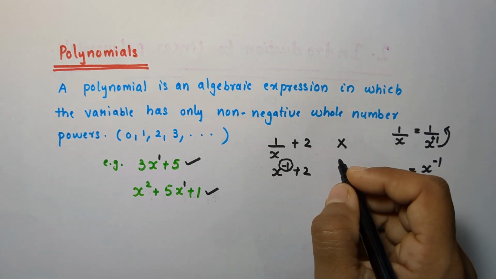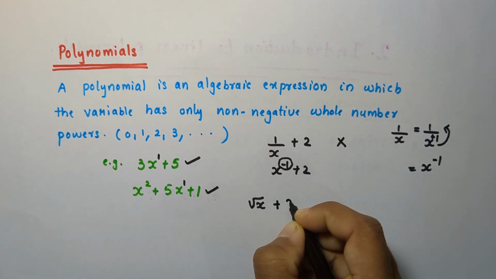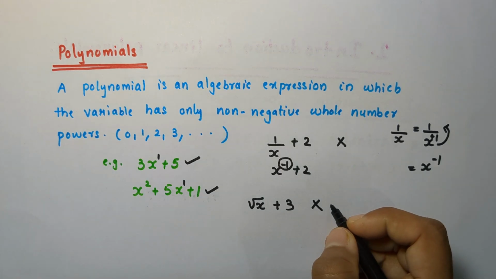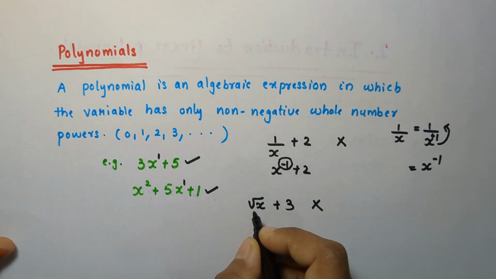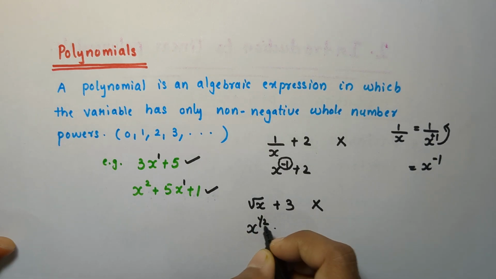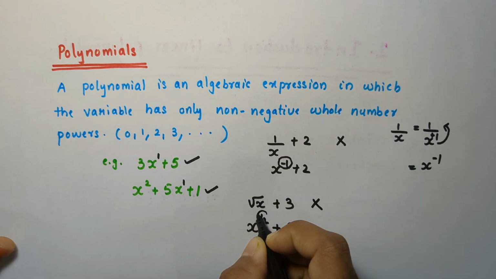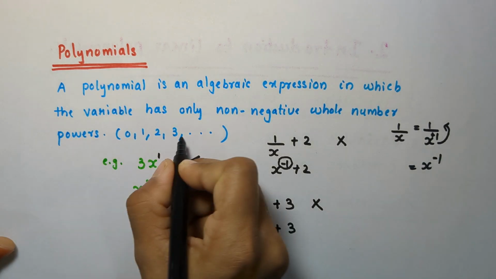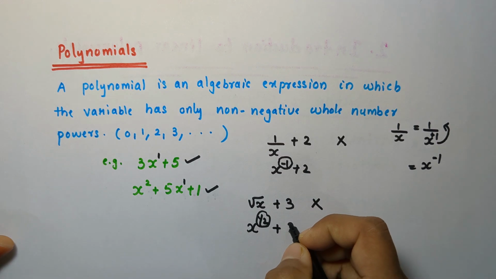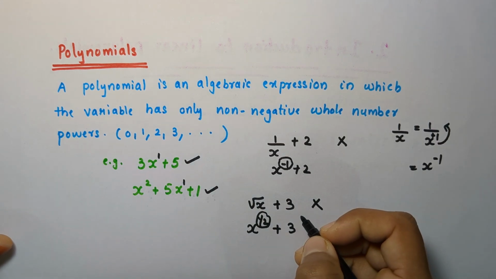Similarly, if you consider another example, square root of x plus 3, this is also not an example of a polynomial. Why? Because square root of x means x raised to 1 by 2. Square root of x is x raised to 1 by 2, plus 3. So here the power of the variable is 1 by 2, which is not a whole number. So this is also not an example of a polynomial. I hope the idea is clear to you.